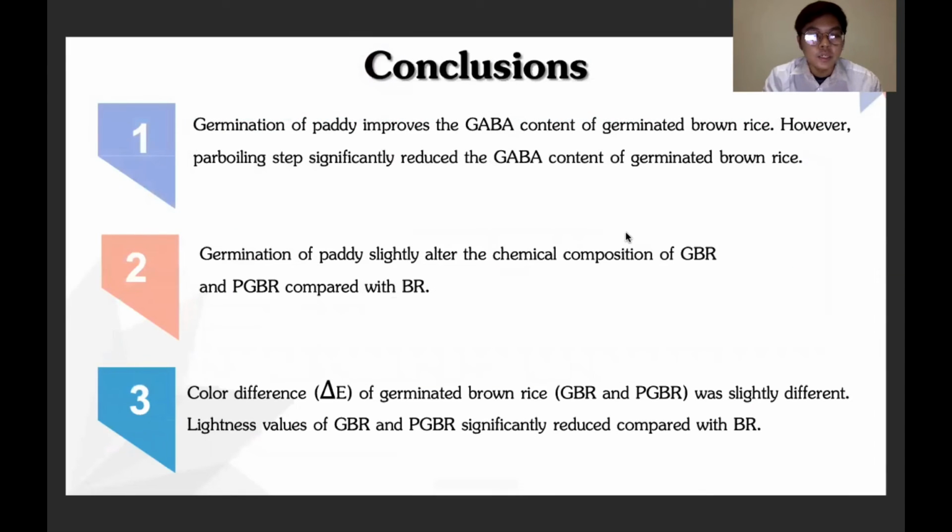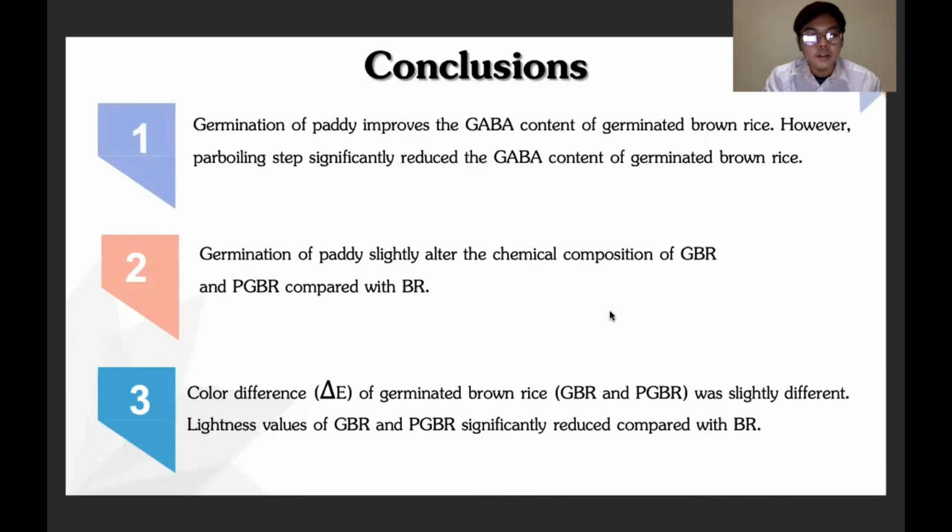Conclusion: germination of paddy improved the GABA content of germinated brown rice. However, the parboiling step significantly reduced the GABA content of germinated brown rice. Germination of paddy slightly altered the chemical composition of GBR and PGBR compared with BR.